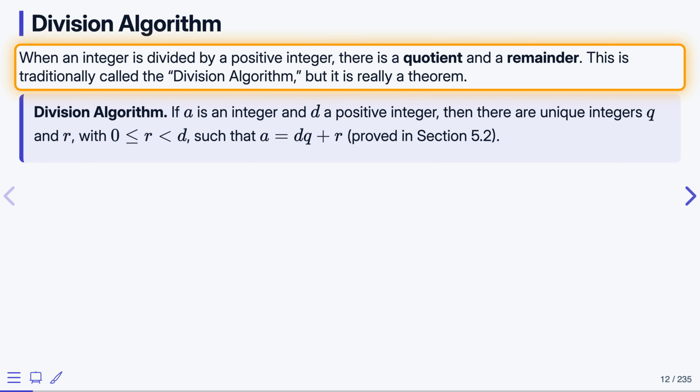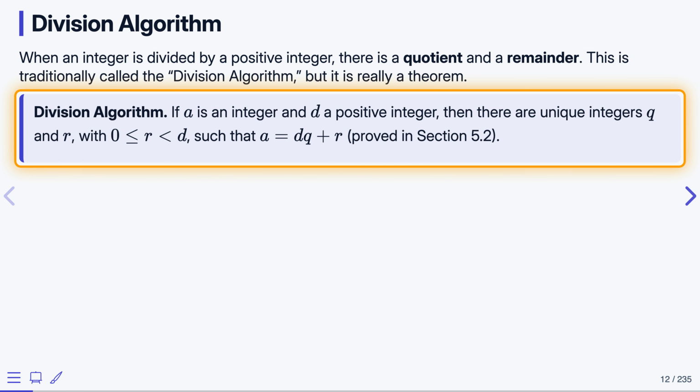When you divide one whole number by a positive whole number, you get a quotient and a remainder. People call it the division algorithm, but really it is a theorem. Take an integer a and a positive integer d, then there are unique integers q and r, where r is at least 0 and less than d, so that a equals d times q, plus r. Notice the word unique. There is only one pair that works. And notice the range on r, the remainder is never negative, and never as big as d.